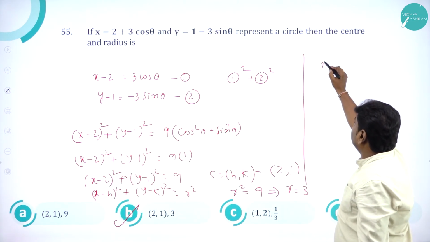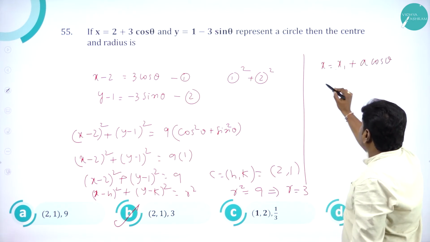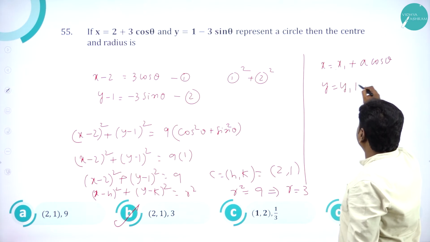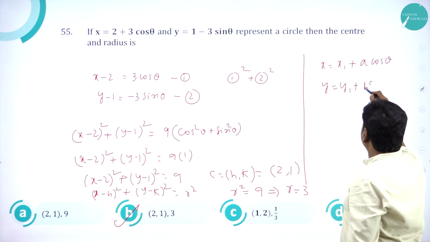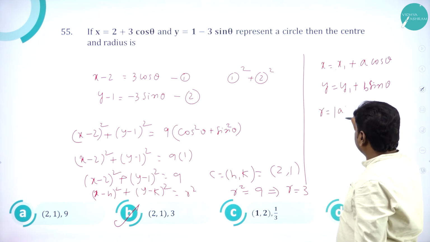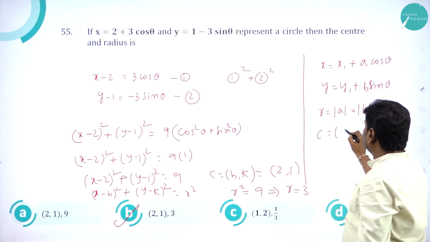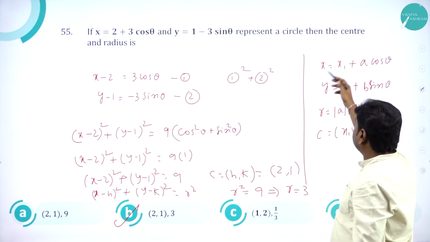Just observe, what is the parametric form? x is equal to x1 plus a cos theta and y is equal to y1 plus b sin theta represents the parametric form of a circle when the radius is mod a and mod b. If these two are equal in modulus, the center is (x1, y1). If you do this, you will get the answer faster.